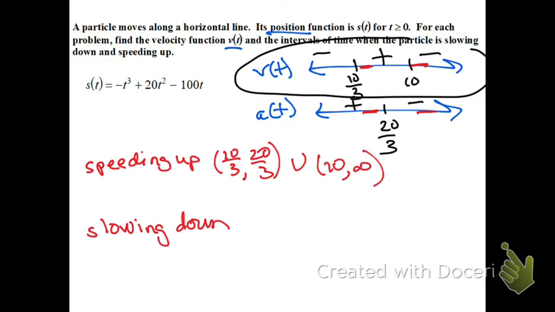Okay. Slowing down is where they have opposite signs. So that would be negative here and positive here. Okay, so you might think negative infinity up to 10/3, they have opposite signs, but remember, time can't be negative. So we're going to go from 0 to 10/3. Okay, where else do they have opposite signs? In this region right here. So from 20/3 to 10.